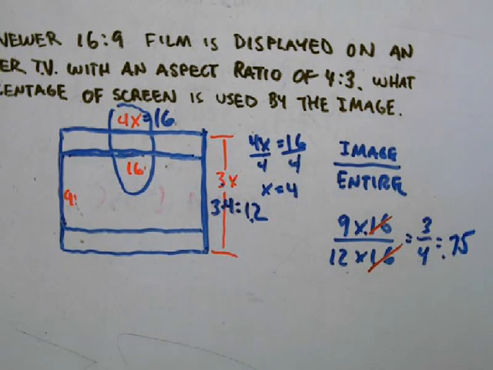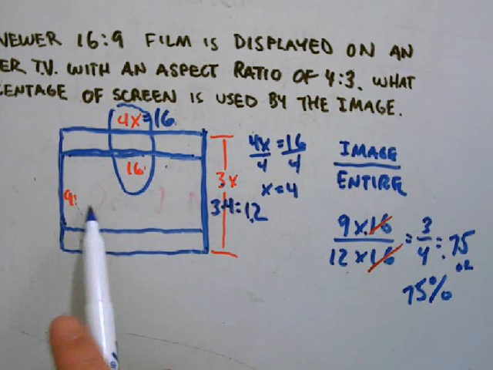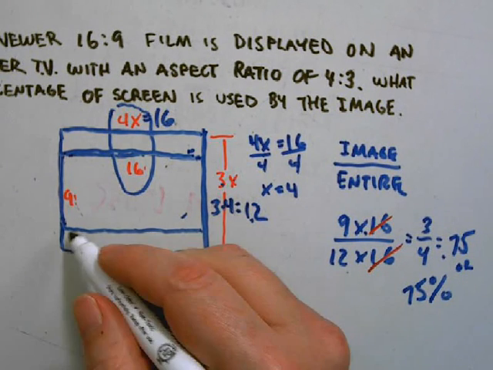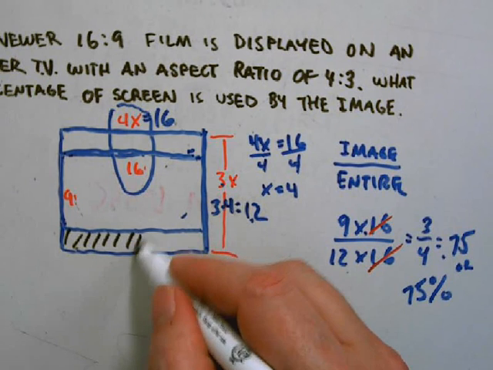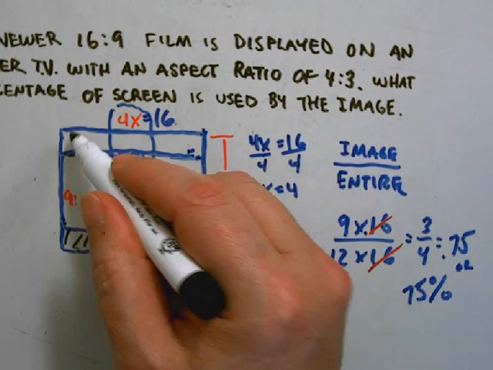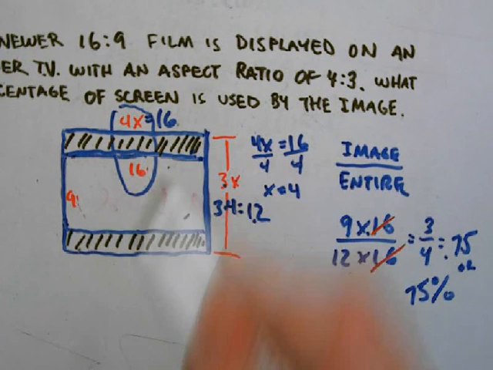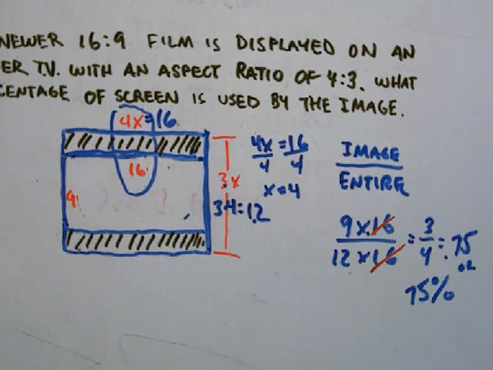So the image viewing is taking up 75% of the screen, and the letterboxing that is being blacked out would be 25% of the screen. And since 25% is a large amount, you would notice the letterboxing on top and bottom. So I hope that helps you set up those percentage type questions, because those can be a little tricky without a little guidance. I hope that helps, and thanks for watching.